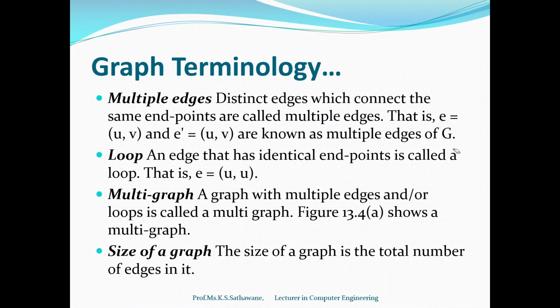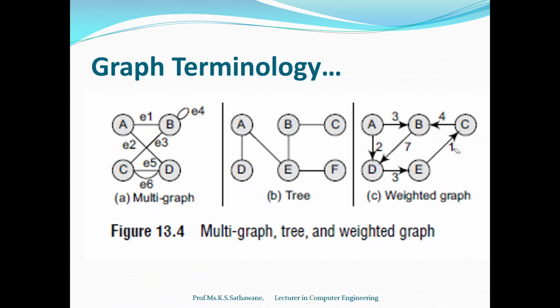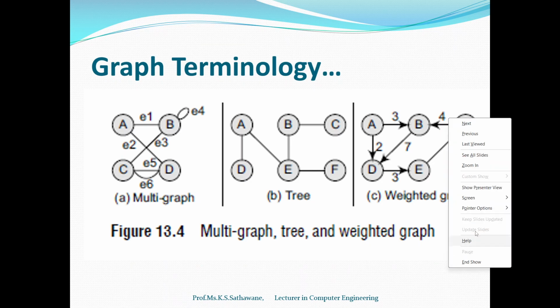Now what is a multigraph? A graph with multiple edges and/or loops is called a multigraph. Means a graph which is having multiple edges as well as loops. So the next figure will show you the multigraph. Now what is the size of a graph? Remember, the size of a graph is the total number of edges in it, not the vertices. Size of a graph depends on the total number of edges in it. Okay. Now this figure shows you a multigraph, tree and weighted graph.